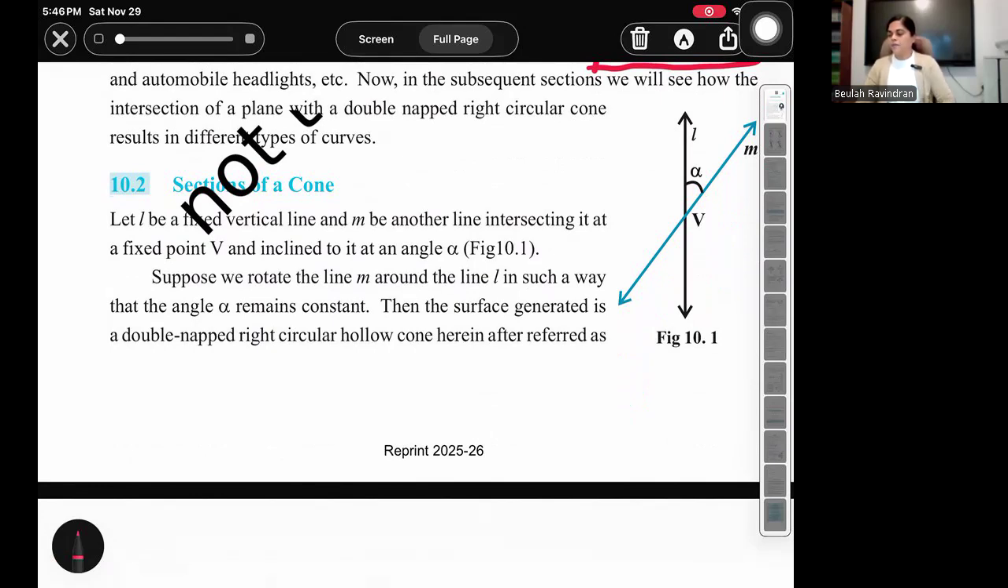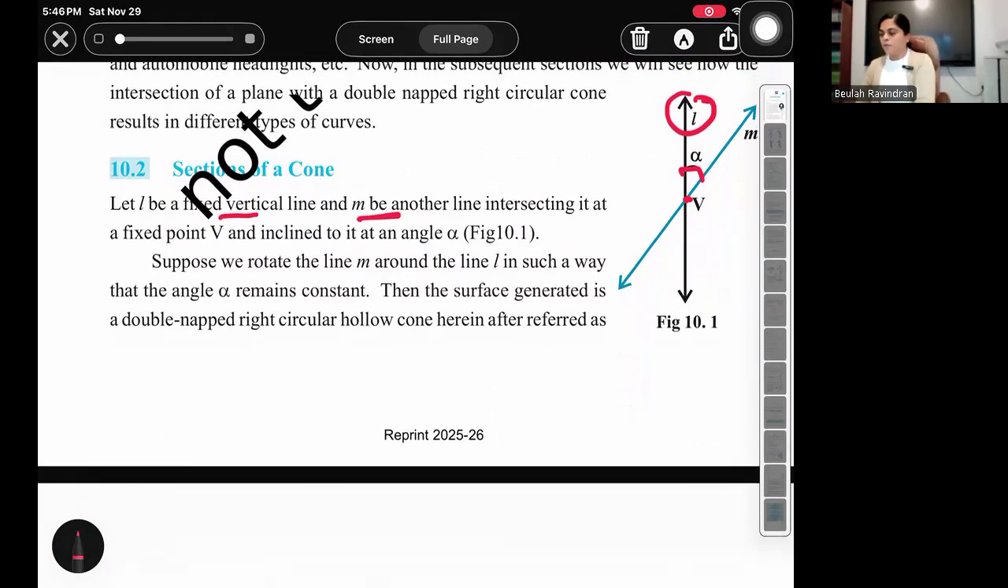Let L be a fixed vertical line. This is the fixed vertical line. And M be another line intersecting it at a fixed point. Where is the fixed point? This V is the fixed point. And M is inclined to it at an angle of alpha. M is another line.